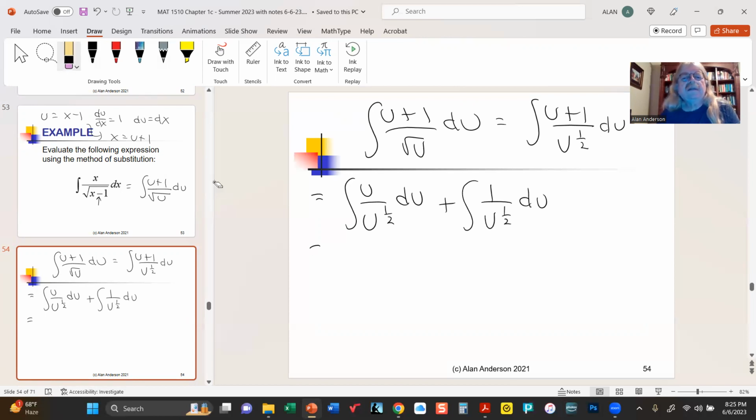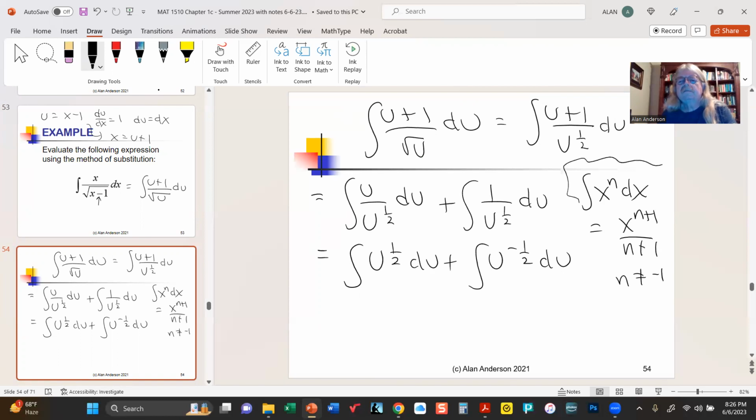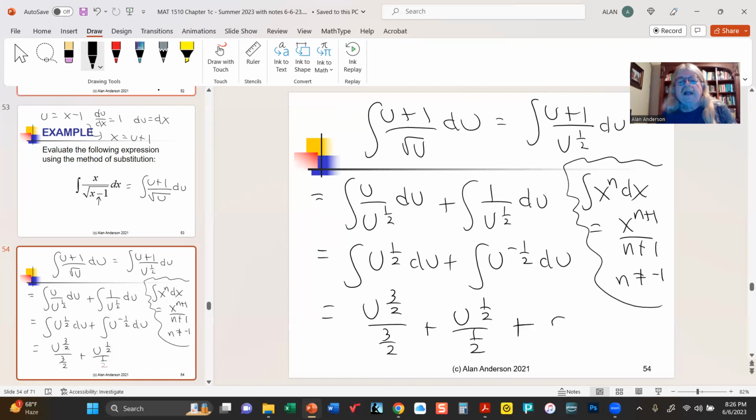So you can see what that means then is that we actually have u to the 1/2 du, u to the minus 1/2 du. And remember, based on that power rule, so what do we have here? U to the 3/2 over 3/2 plus u to the 1/2 over 1/2. And then, we can combine the constants at the end.